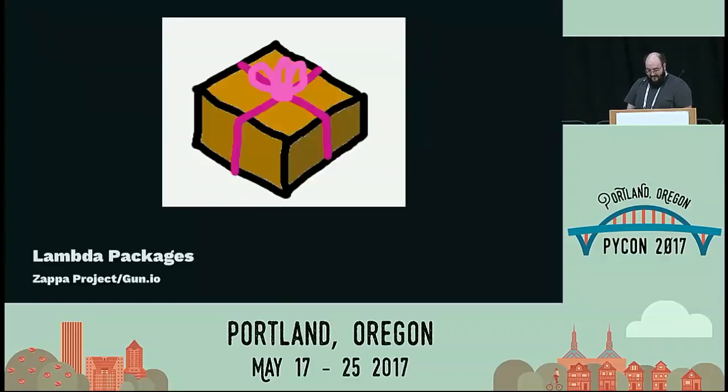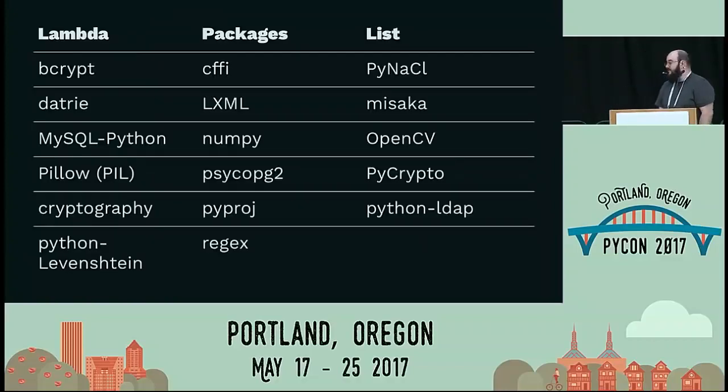I'm just kidding. The people who made Zappa have made this wonderful thing called Lambda packages. And what's great about this is they went through and grabbed a bunch of libraries that have to be compiled and made them super simple to install for use in Lambda. It turns out that you can also reuse these in Azure functions, and some of them even work in Google Cloud Functions with little effort as well.